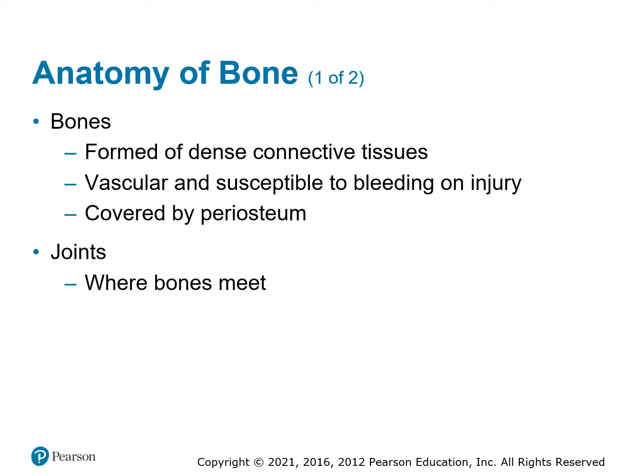Like we talked about, they are very vascular, so they are susceptible to bleeding or injury. The larger bones being the pelvis, the humerus, the femur, those will bleed a significant amount potentially, so you could have to be prepared for shock in these type of patients. And then the bones are covered by what's called the periosteum. Now joints are going to be where those bones meet. So anywhere where two bones meet is going to create a joint.